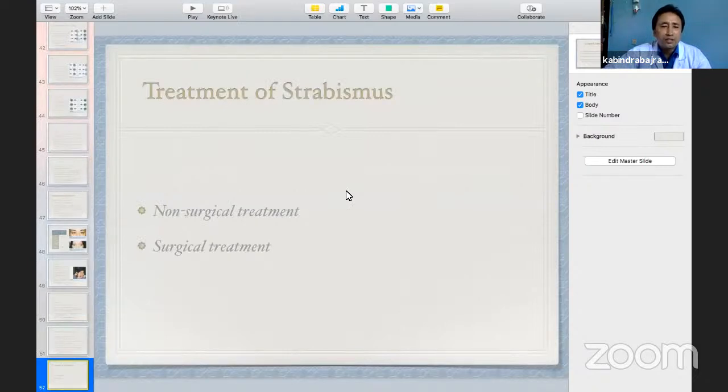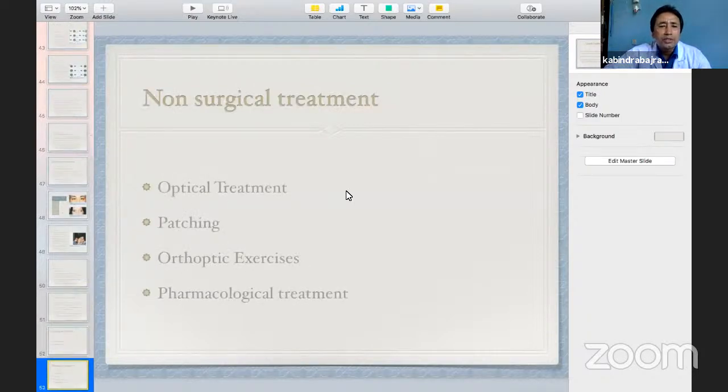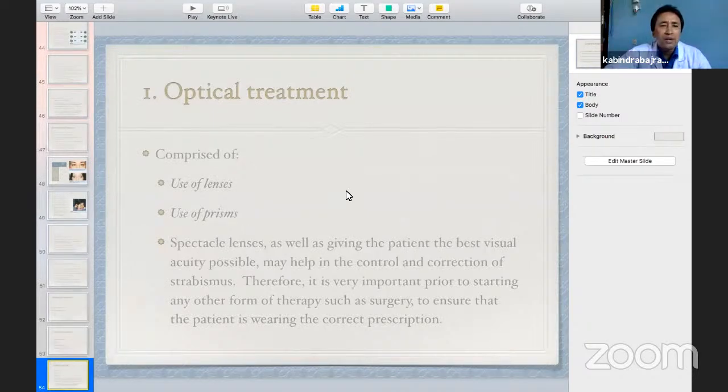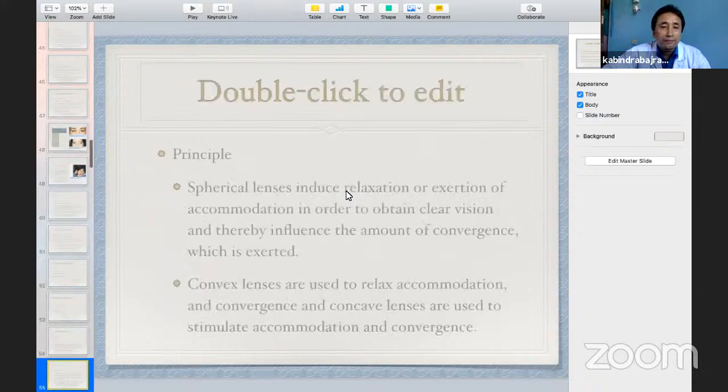Now, treatment can be of two types: non-surgical treatment and surgical treatment. Non-surgical treatment we can list as optical treatment, patching, orthoptic exercises, and pharmacological treatment. So briefly, we'll talk about optical treatment, comprised of lens and prism use, spectacles, lenses, as well as giving the patient the best visual acuity possible. It may help in control and correction of strabismus. Therefore, it is very important, prior to starting any other form of therapy such as surgery, to ensure that the patient is wearing the correct prescription.